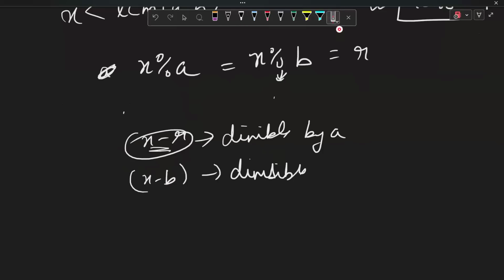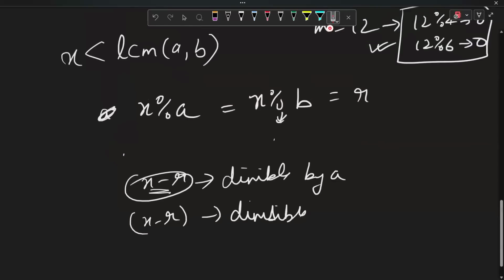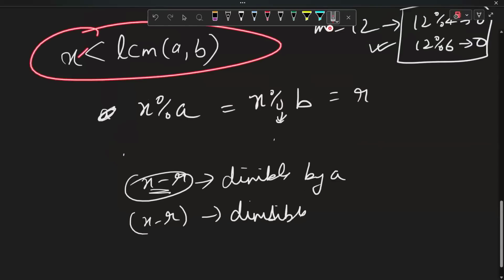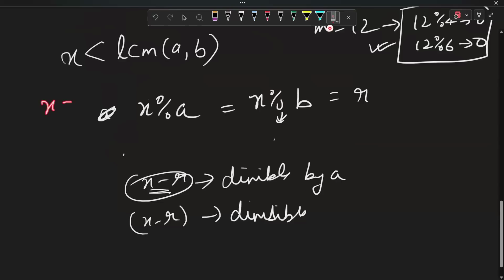So that should be a multiple of A, and x minus R should also be divisible by B. What does remainder mean? If dividing by A gives me a remainder R, that means x minus R was a multiple of A, and x minus R was a multiple of B. So that means x minus R was a multiple of both A and B. So x minus R should have been the LCM of A and B.